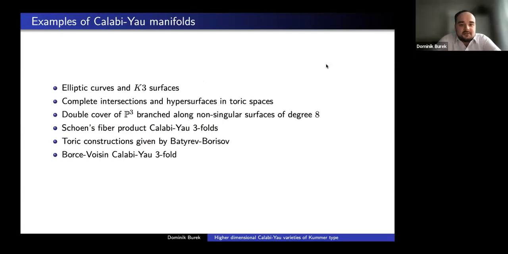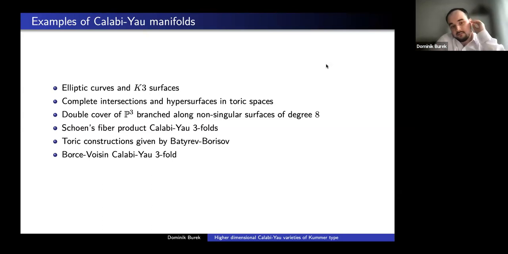Okay, some examples of Calabi-Yau manifolds. As I mentioned, elliptic curves and K3 surfaces, but also some complete intersections and hypersurfaces in toric spaces, mostly projective spaces. Double covers of P3, branched along non-singular surfaces of degree 8, studied by Cynk and Szczepanski. After that, Cynk, in several series of papers, studied that construction for the union of 8 hyperplanes, and he obtained very interesting examples of Calabi-Yau threefolds from both arithmetical and geometrical points of view.